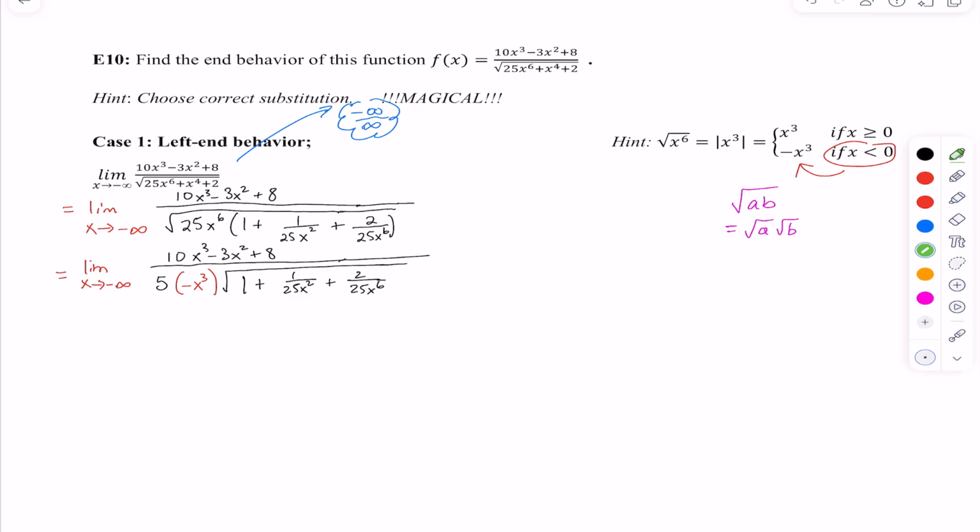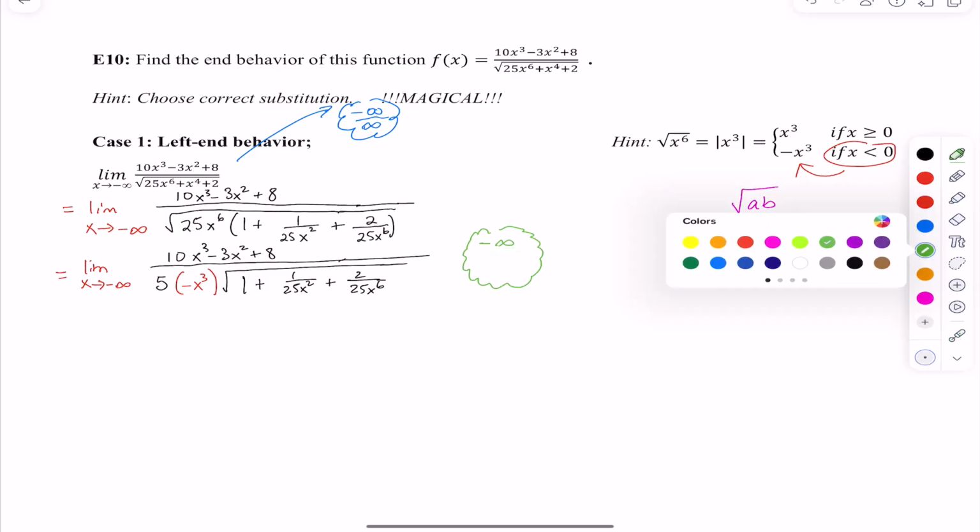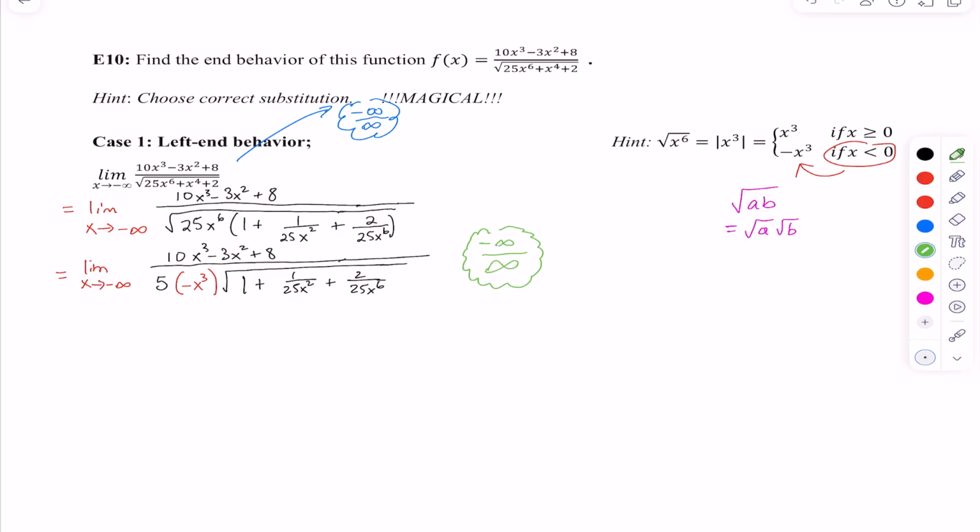So the top still looks like negative infinity, and the bottom, you have to realize this is relatively small compared to this. So we're going to just concentrate on this. That looks like positive infinity. So that is indeterminate still.